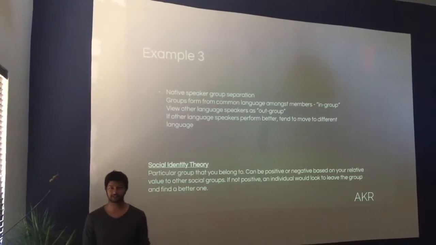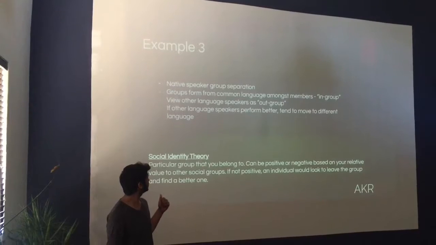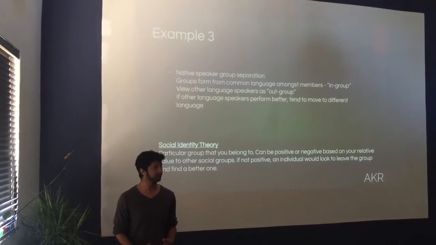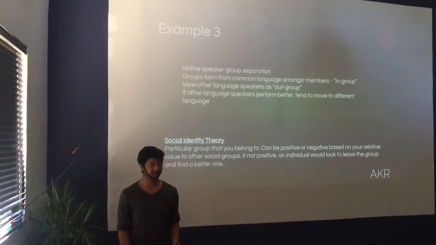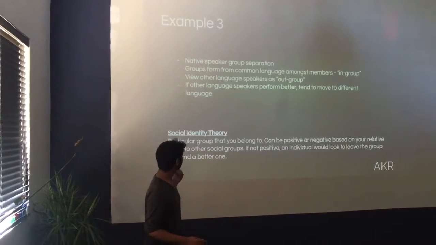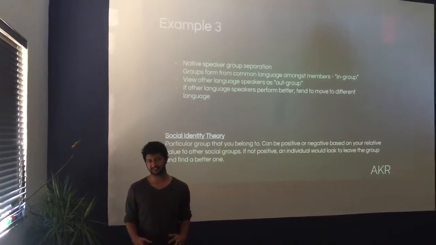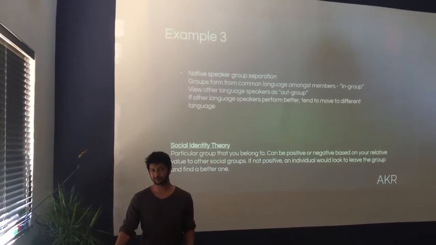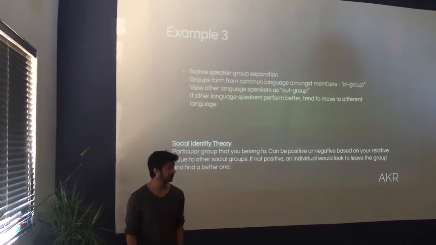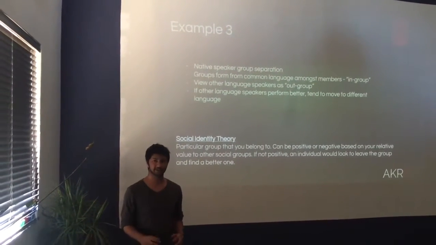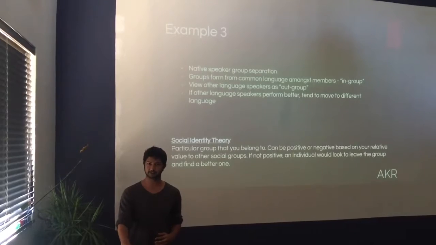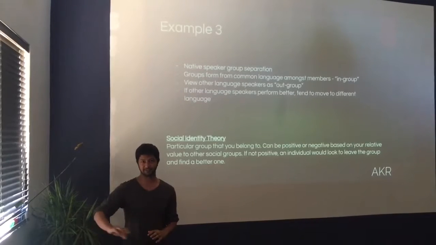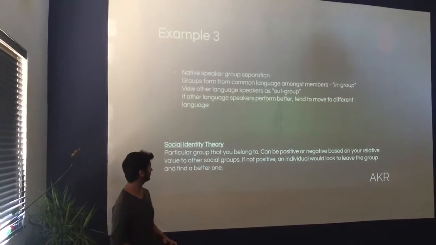The final example that I'm going to present is the native speaker group separation. So if you have a team of people who all have different native languages, they're all separated into their native groups because they speak the same mother tongue. This usually happens because the native tongue represents their culture, so they separate like that. You start to view other languages as separate groups, so you have your English speakers and your Afrikaans speakers. Here, social identity kicks in because as an English speaker, you might feel that the Afrikaans group is performing better than you, so, since they're performing positively, you might actually sway towards the Afrikaans group, leaving your own English group.